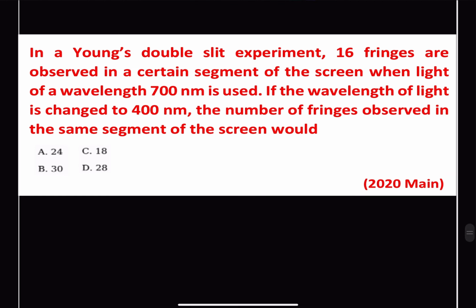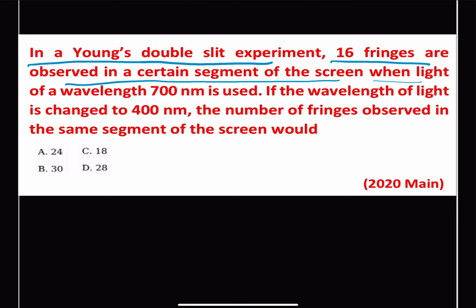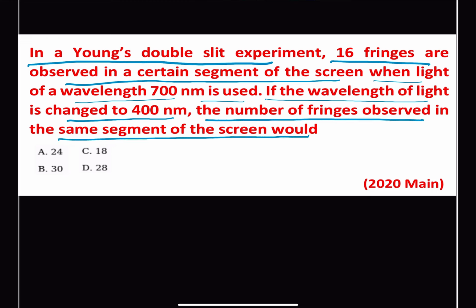We are given: in the Young's double slit experiment, 16 fringes are observed in a certain segment of the screen when light of wavelength 700 nanometer is used. If the wavelength of the light is changed to 400 nanometer, the number of fringes observed in the same segment of the screen would be? It means the fringe width in both the cases is the same.